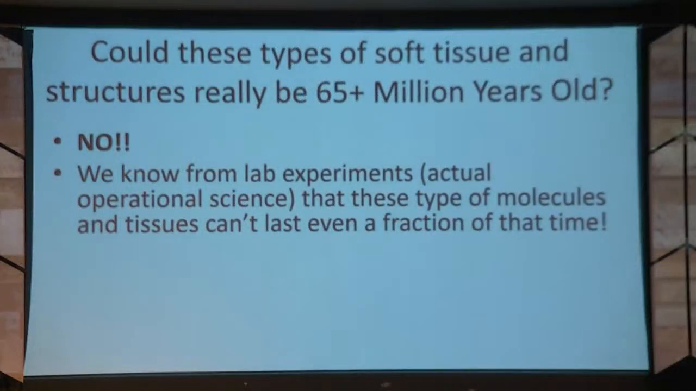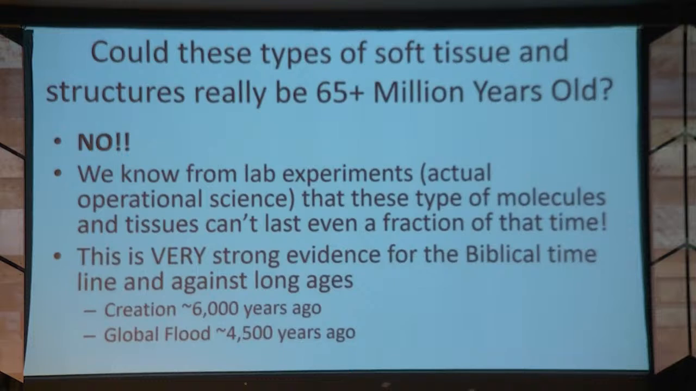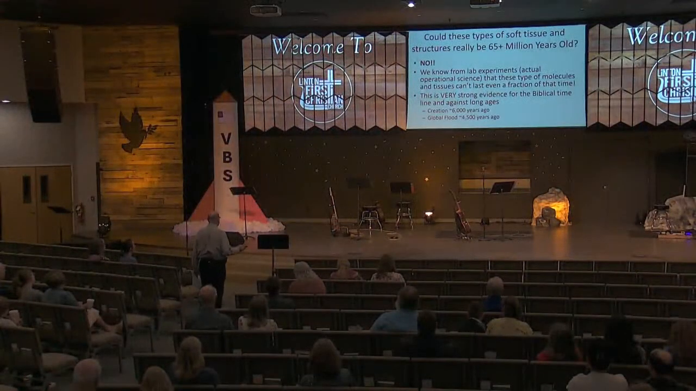We know from lab experiments, and this is actual operational science, not historical science, where we can look at these things and measure and see how long they can last. And they couldn't last even a fraction of 68 or 70 million years. All right, so I think this is extremely strong evidence for the biblical timescale, particularly for the flood of 4,500 years ago. And that's where all these fossils came from.